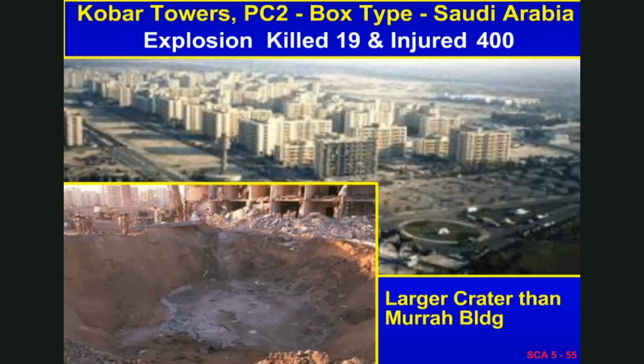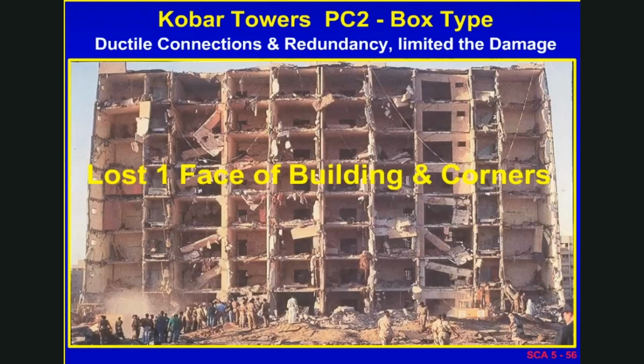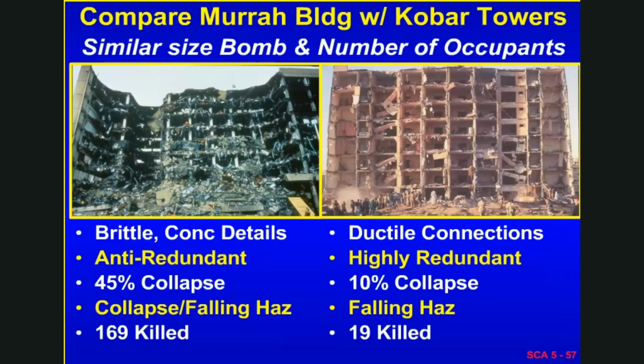This is the Khobar Towers, a box-type precast building from Saudi Arabia where the explosion killed 19 and injured 400. Very large explosion, similar to the one from the Murrah Building in Oklahoma City. But in this case, due to the fact that it's a highly redundant building with very good connections, only one face of the building collapsed. And you can see the corners collapsed a little bit around the corner, but the structure is pretty much intact, and the ability to search in it is still available. You can still get up the floors and remove people and so forth. And so in this case, only 19 were killed because it's a highly redundant building.